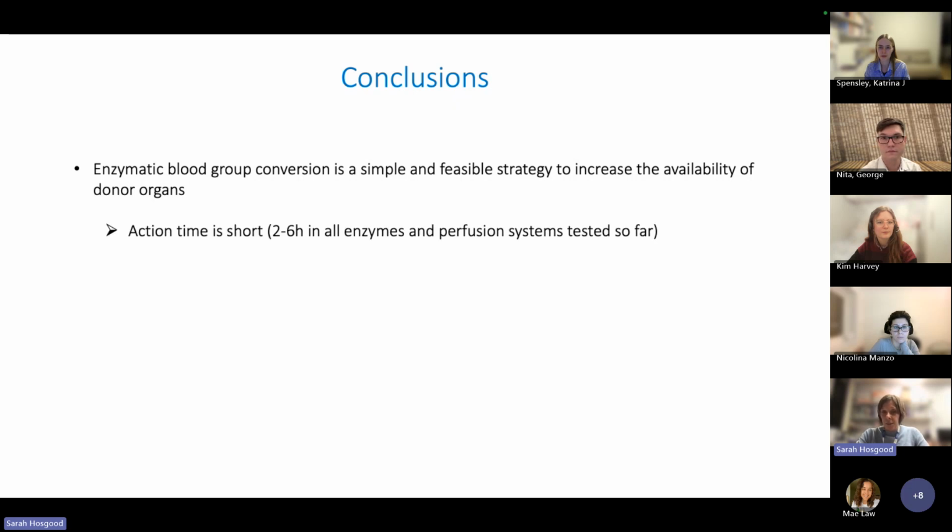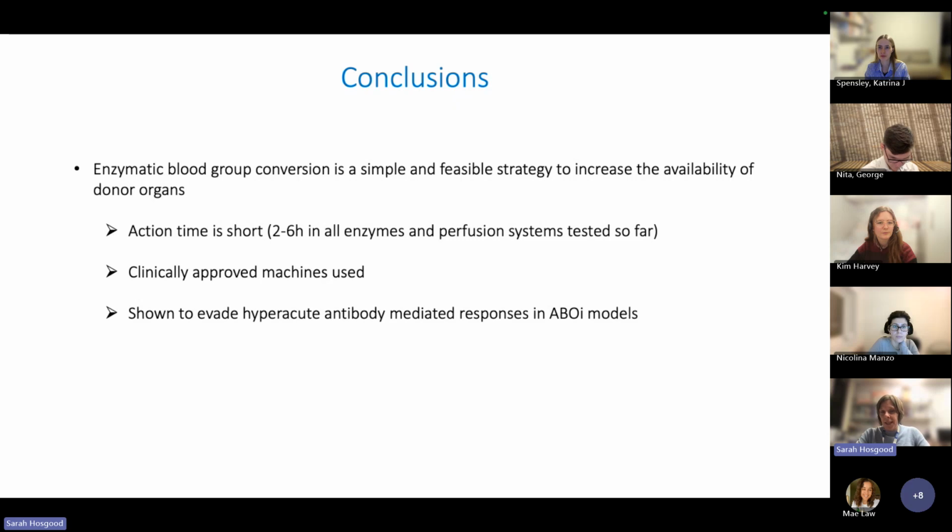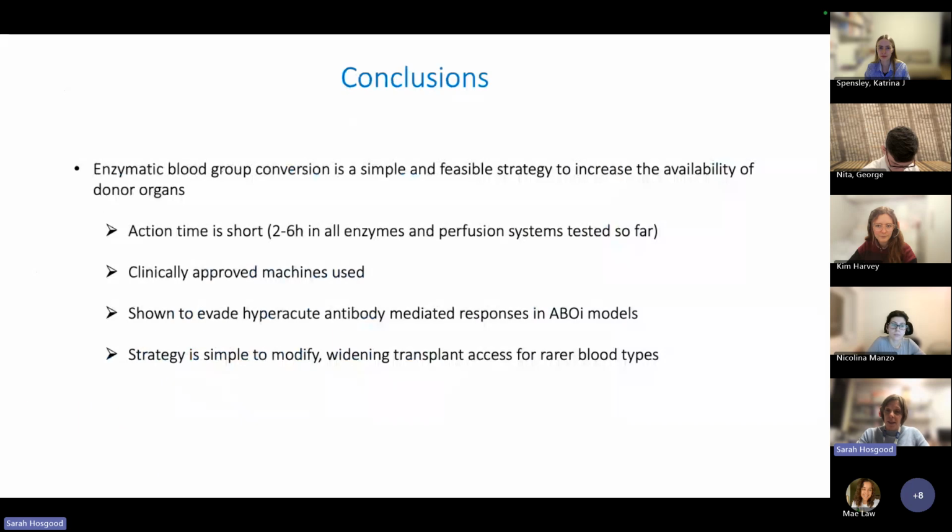The action time of the enzyme is very short, between, well, actually 1 to 6 hours. We've got the machines that we can use to deliver these enzymes, and we know that we can really avoid this hyperacute mediated rejection response in the models we have in the lab. So we think that this strategy is very simple to modify to access rarer blood groups like the Bombay type. And I think we've got a lot more work to do to really show that this can transform patients, really. But this is a very exciting opportunity for the future. Thank you.